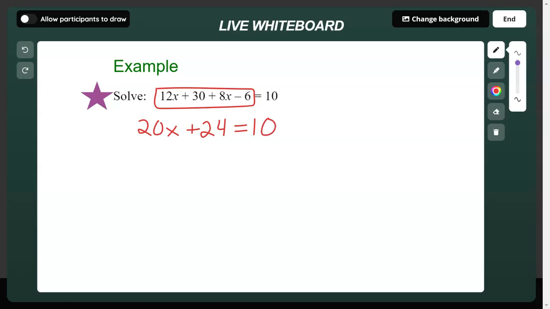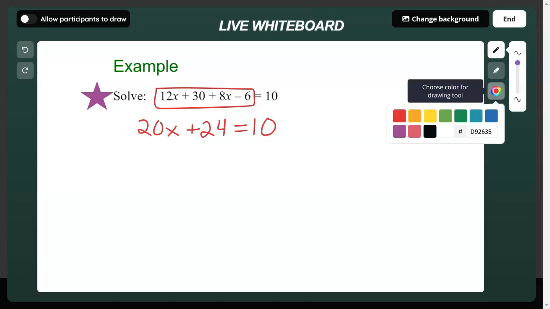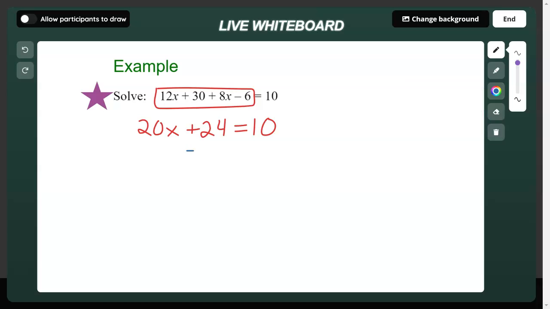Okay? Now that I've combined my like terms, I'm working towards getting x by itself. So what am I going to move to the other side first? The 24 by doing what? Subtraction. Okay? So minus 24 on both sides. 20x equals negative 14. Okay? So again, same side, just combining like terms. So we're not changing any operation. When we move from one side to the other, that's when the inverse operation starts.